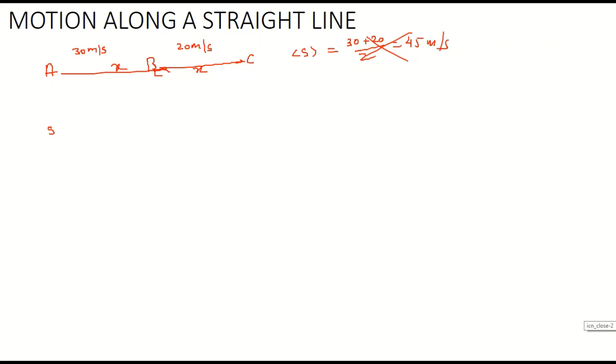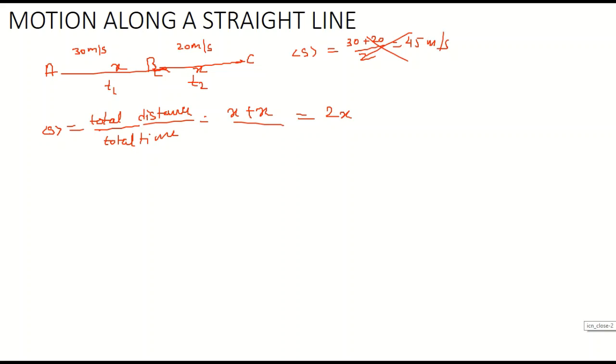So we will follow the average speed as total distance upon total time. The total distance, how much is it traveling, students? x plus x, that is equal to 2x. And the total time, let's suppose the time is not given, then we will take it as t1 and t2. So it is t1 plus t2, right? But sir, you have not given the time, so how will we find it?